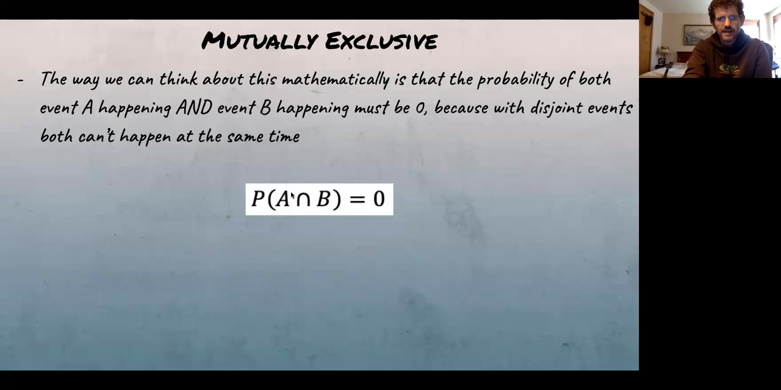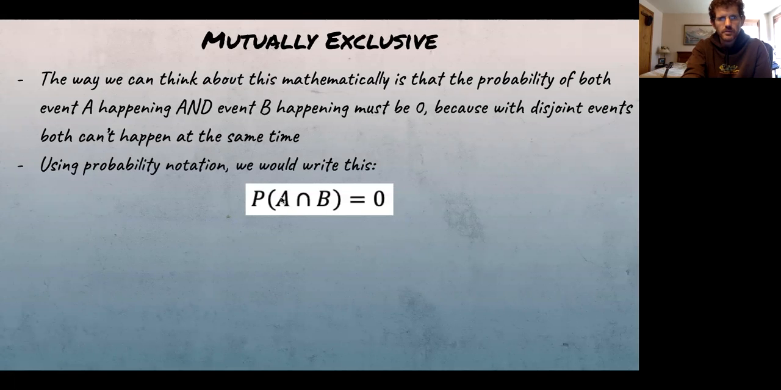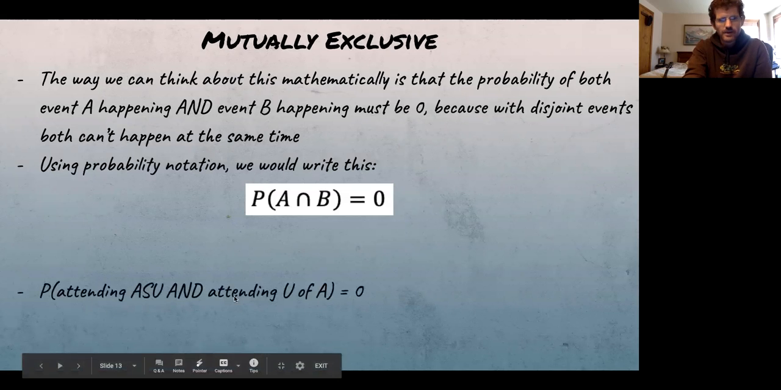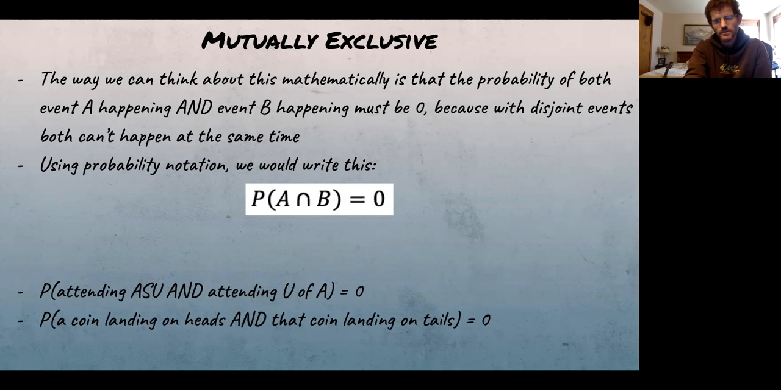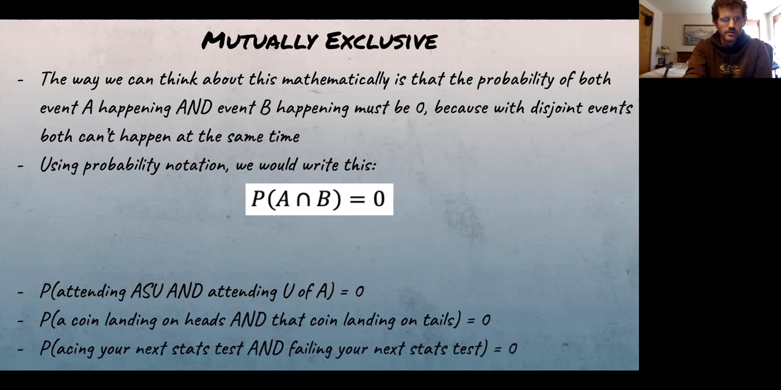Disjoint events can't both happen. So therefore, we know that the probability of A and B happening must be 0. So here we have the probability of attending ASU and attending U of A is 0. The probability of a coin landing on heads and that same coin landing on tails is 0. The probability of acing your next stats test and failing it at the same time is 0.